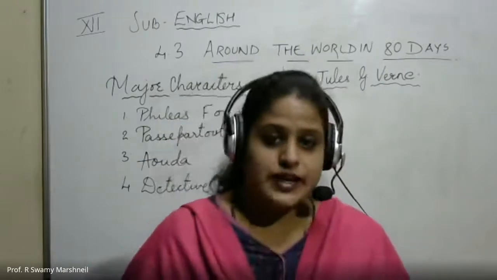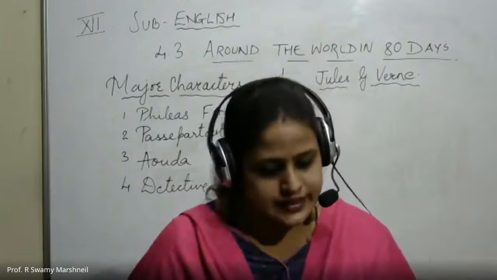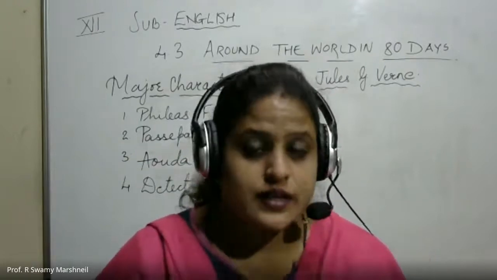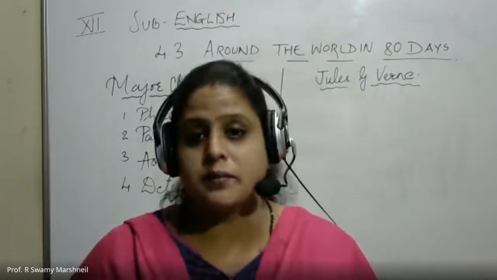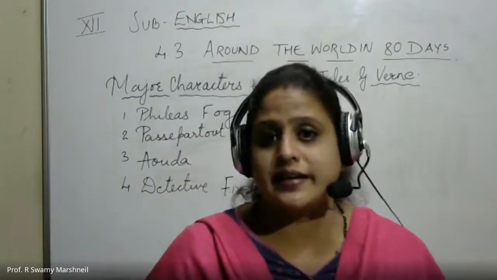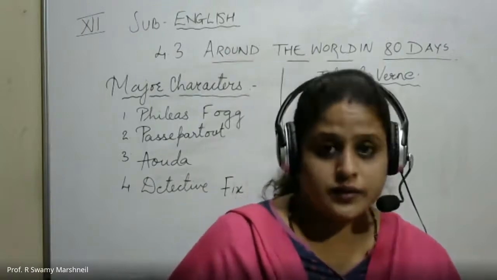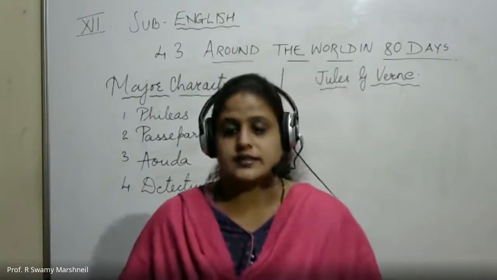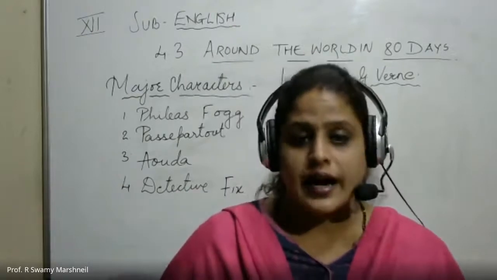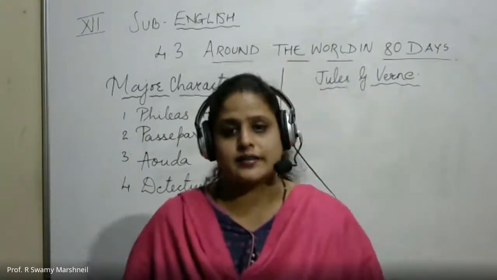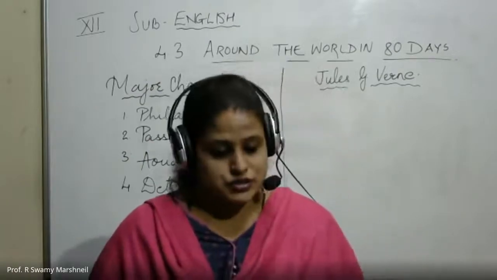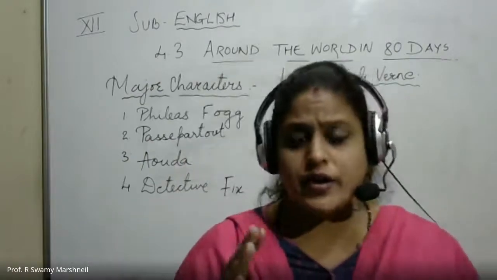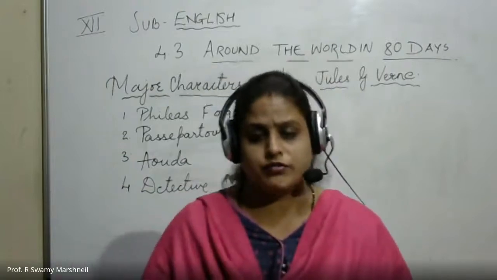And our novel that we are studying right now is written in the year 1873. Now, our writer, Julius Gabriel Verne, is one of the most translated writers around the world. He has written this classic in French, and it has later been translated by other writers into other vernacular languages. So let us begin.